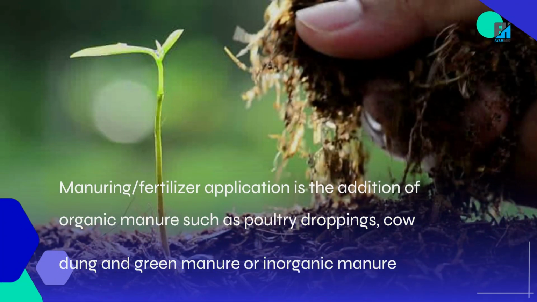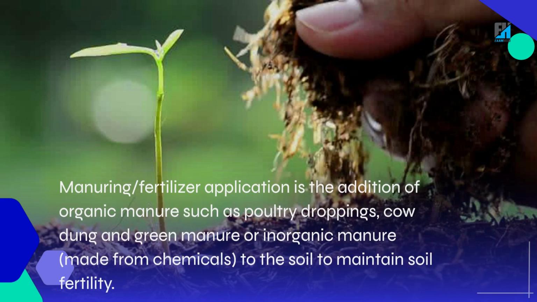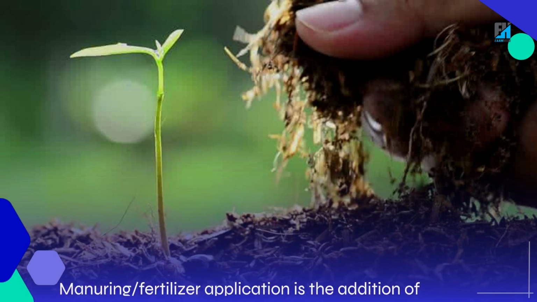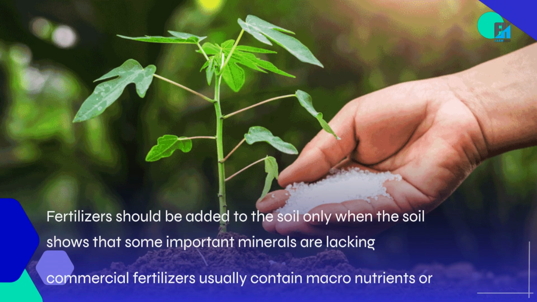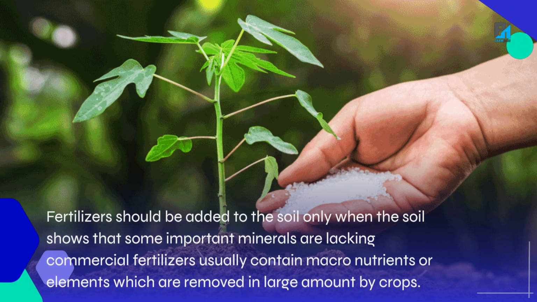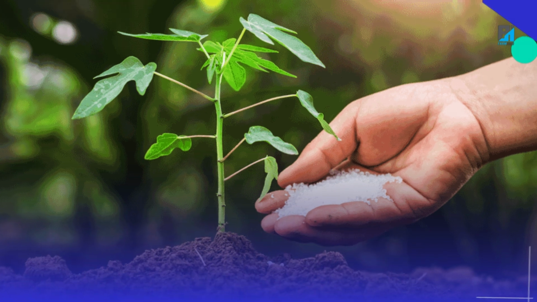Manuring/fertilizer application is the addition of organic manure such as poultry droppings, cow dung and green manure, or inorganic manure made from chemicals, to the soil to maintain soil fertility. Fertilizers should be added to the soil only when the soil shows that some important minerals are lacking. Commercial fertilizers usually contain macronutrients, or elements which are removed in large amount by crops.